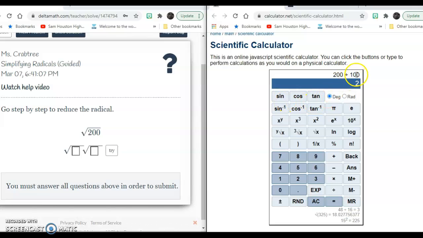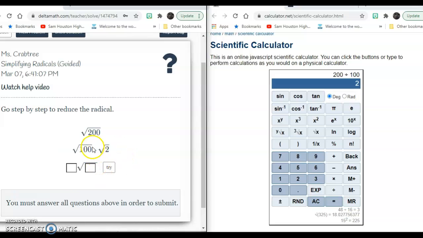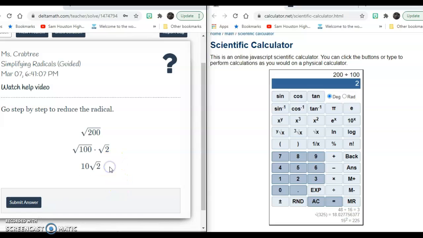So that means that 100 times 2 are going to be broken up and put into the radical. Then the square root of 100 is 10, so we'll bring that out. We'll bring that square root out, and 2 is left, so we'll leave that in, and there's your answer. And that's what they're asking for. That is all they're asking for.